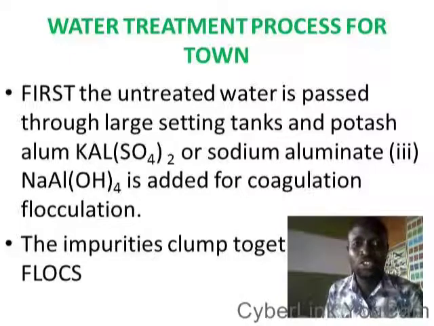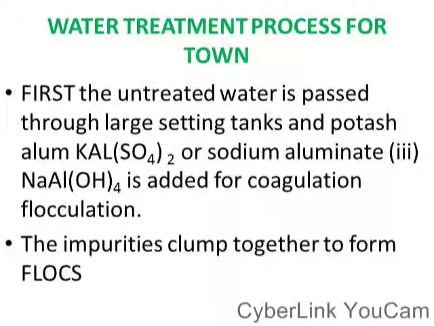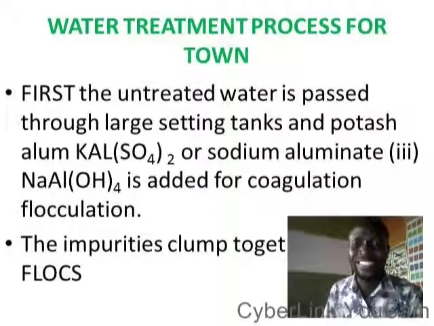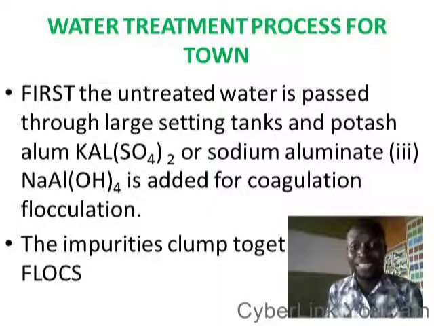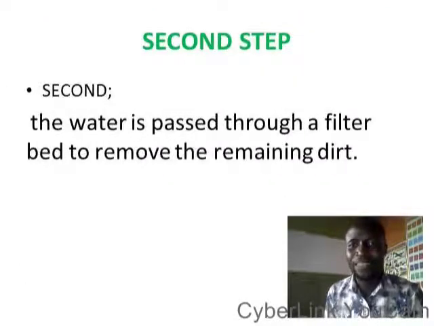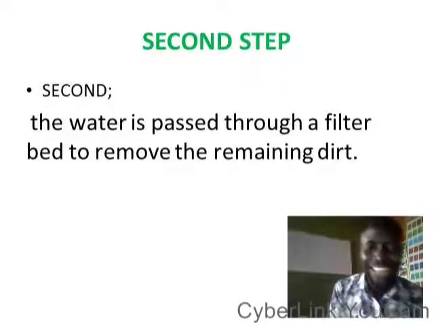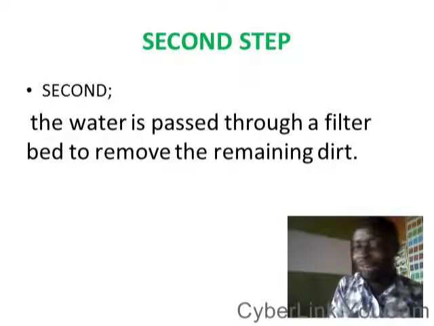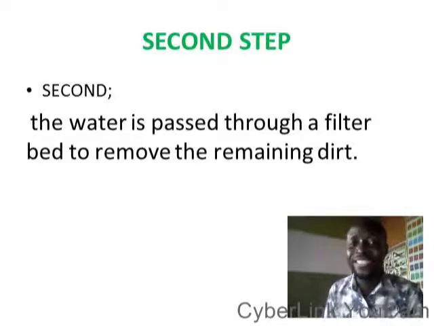Now let's go on to see the impurities clump together to form floc. Flocs are impurities. They clump together, they pack themselves together and form floc. Let's go to the next slide and see. The second step is that the water is passed through a filter bed to remove the remaining dirt. It must be filtered, so it will pass through the filter bed to remove the remaining dirt.